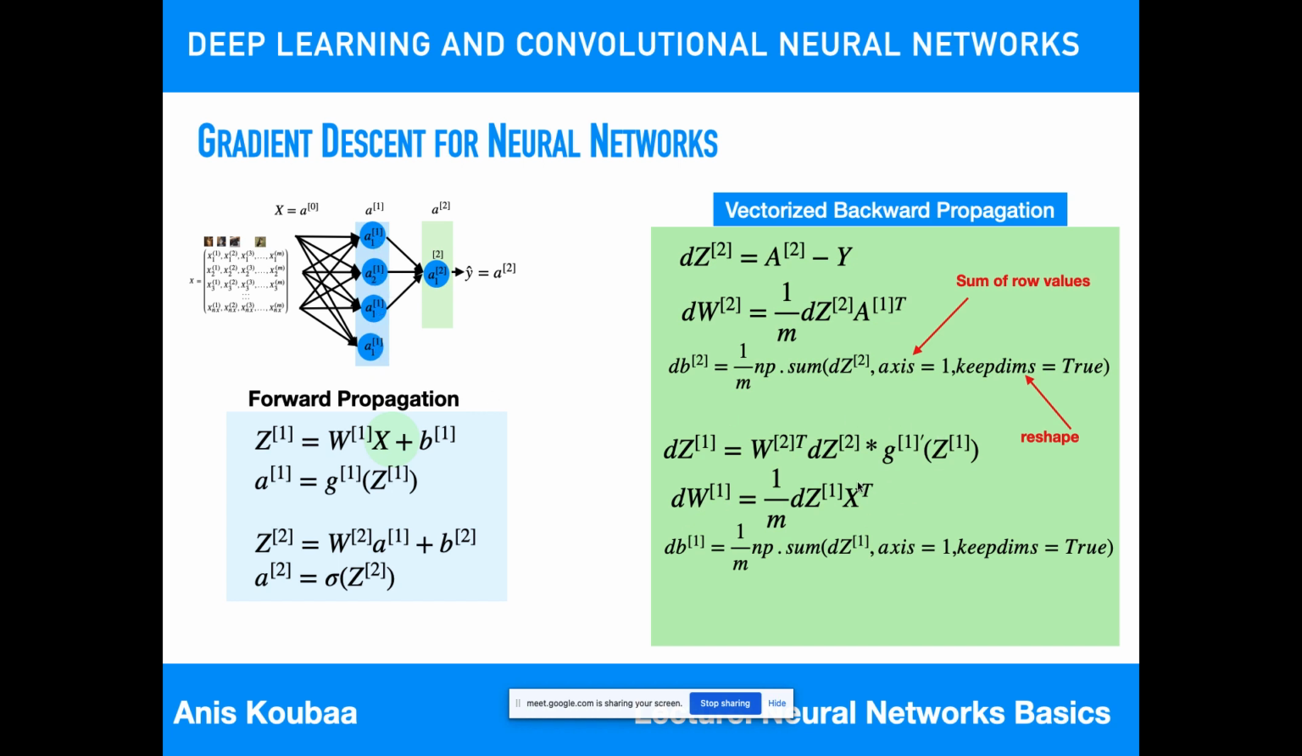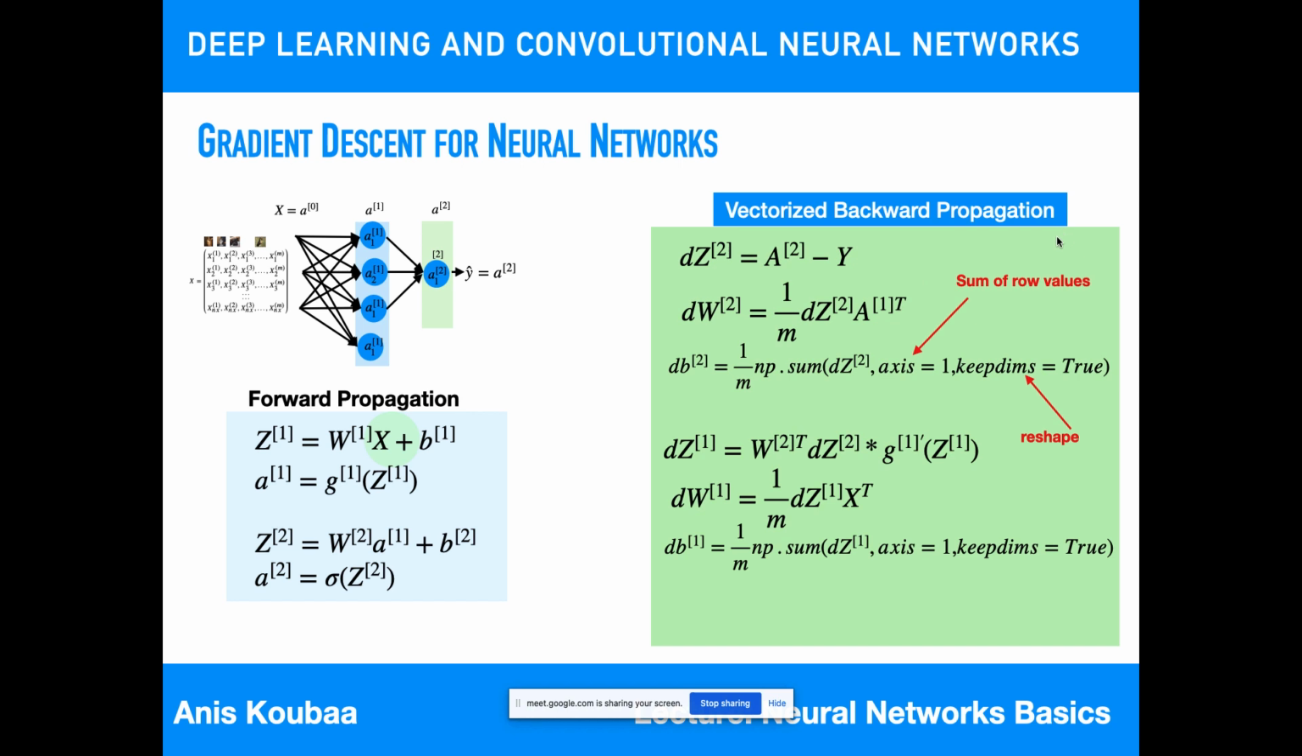Okay, so we make it general. And the derivative of the loss with respect to dw1, this is what we want to achieve, is 1 divided by m dz1 xt, and this is the derivative of the loss with respect to the bias b1. It's similar to this expression.